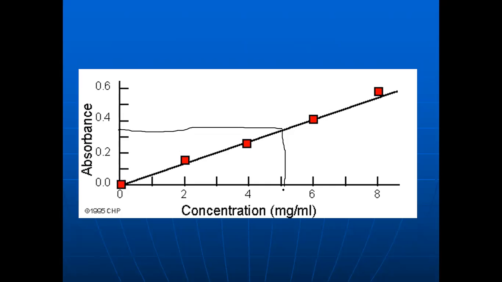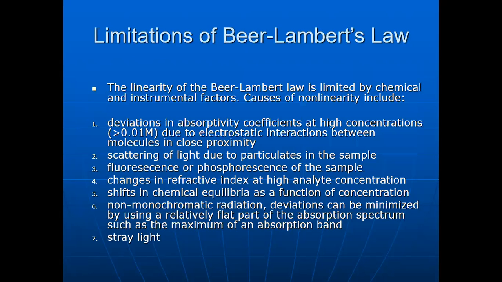There is another method in an Excel sheet. We usually feed the data and regress it; the regression factor is used in our analysis. Now, limitations of the Beer-Lambert law. With all the beauty of this law, there are some limitations. The linearity of the Beer-Lambert law is limited by chemical and instrumental factors.